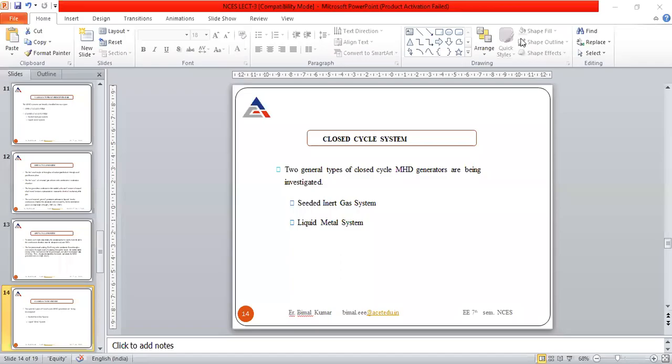Second type of the system is closed cycle system. In this case, some feedback is provided. Like we already discussed in control systems, there are two types of system. One is open cycle system, second is closed cycle system. In case of the closed cycle system, some feedback is provided. The general types of closed cycle MHD generators are known as seeded inert gas system, and secondly liquid metal system.